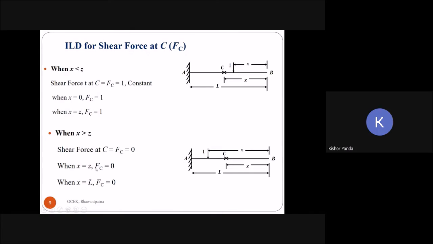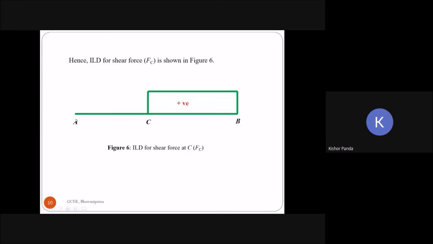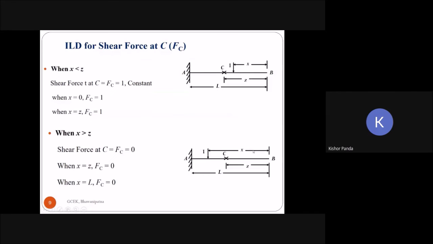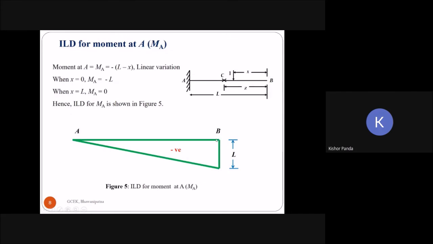So this is the shear force and this is the influence line diagram. Here it is 0 and here also 0, so the shear force is totally 0. So this is the influence line diagram for shear force FC.